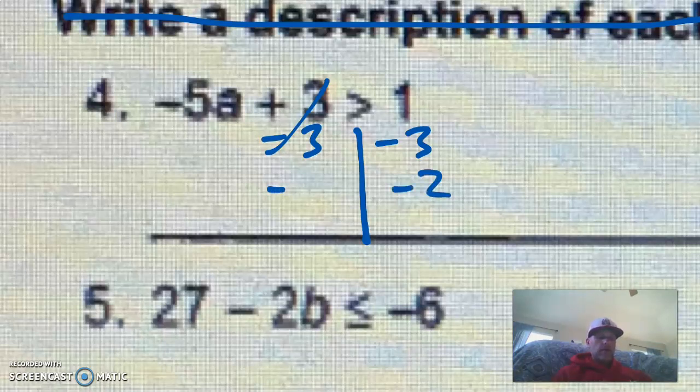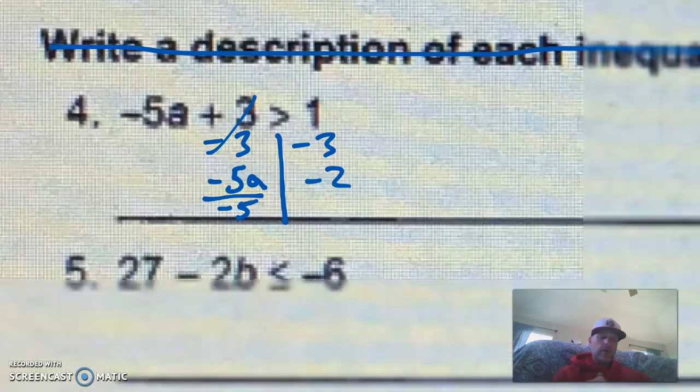So now we have -5a is greater than -2. So we've got to get rid of that -5a by doing the inverse operation. What's the opposite of multiplying by -5? It's dividing by -5. So now we have a all by itself.